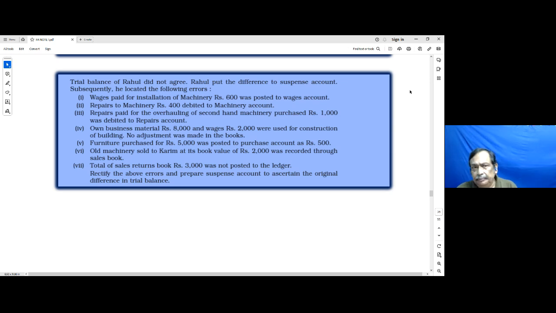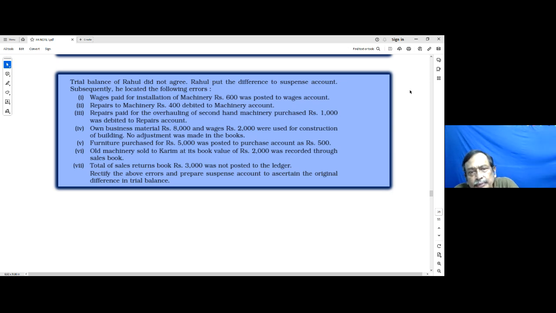Now, look into the problem. Trial balance of Rahul did not agree. Rahul put the difference to suspense account. Subsequently, he located the following errors. Wages paid for installation of machinery rupees 600 was posted to wages account. So purely it is an error of principle. Any wages paid for the installation of machinery should be added with the cost of the machinery. Hence, machinery account will be debited and wages paid wrongly debited should be credited.